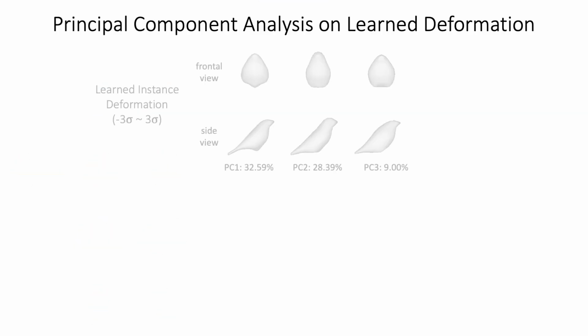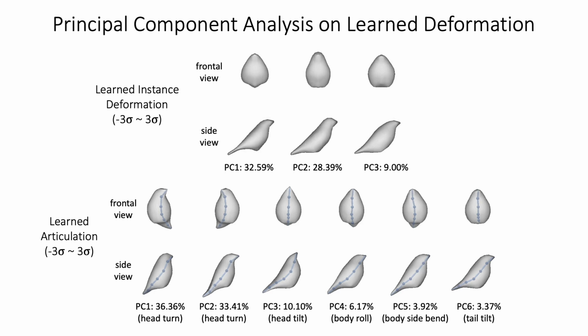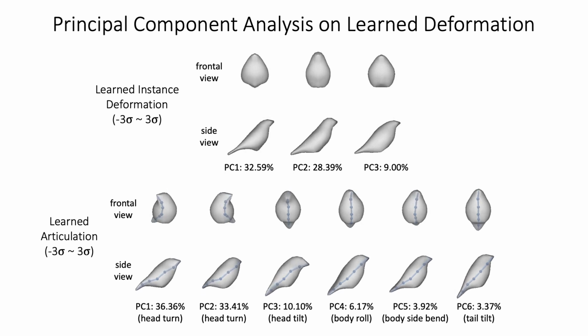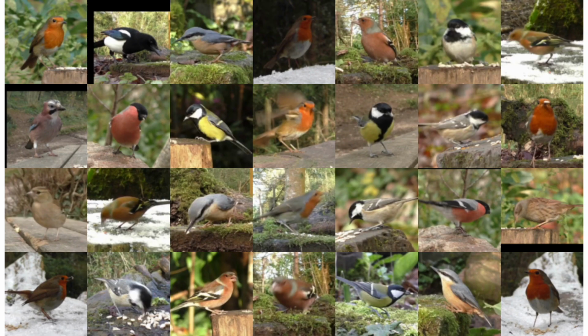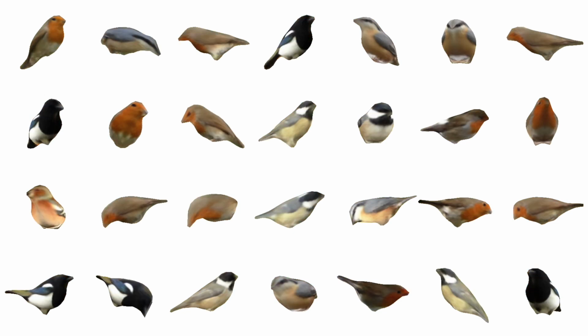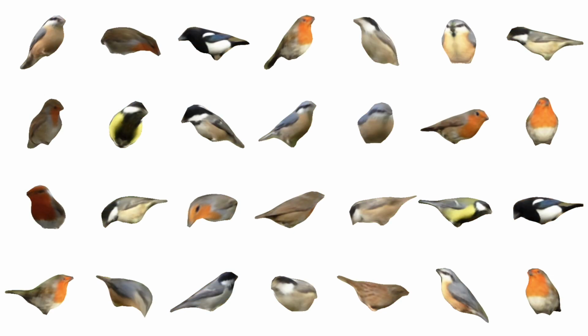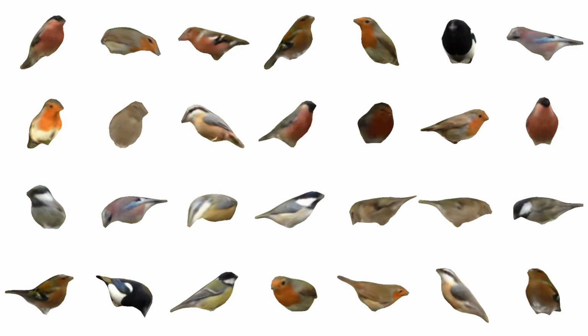We analyze the learned shape space using principal component analysis. Our model learns shape deformations for different bird instances. It also learns various articulations through the bone-based skinning model, including typical head and tail movements. We can also transfer the texture from one bird to another by simply swapping their texture predictions. Our model is indeed able to learn meaningful correspondences between different instances.